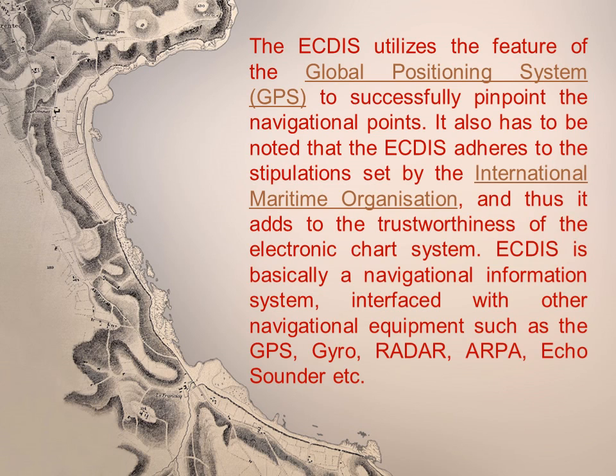So one of the differences between the ECDIS and the paper chart is that in the paper chart, you cannot see the progress of your vessel. But with the ECDIS, you can see the progress of the vessel. Okay.